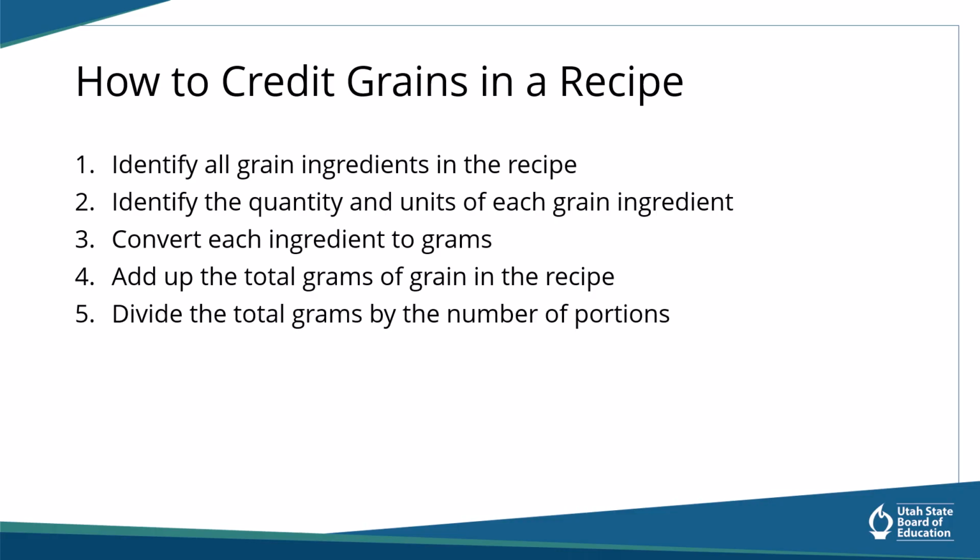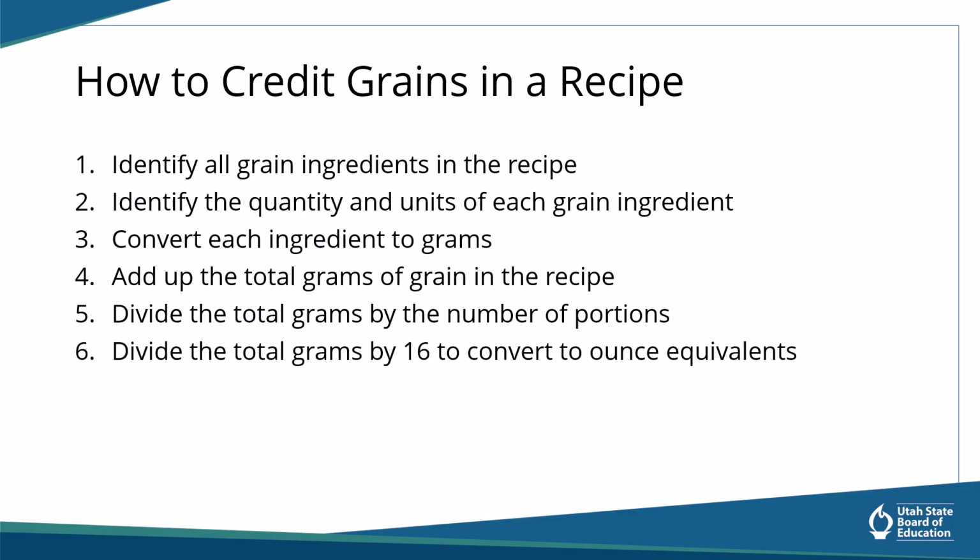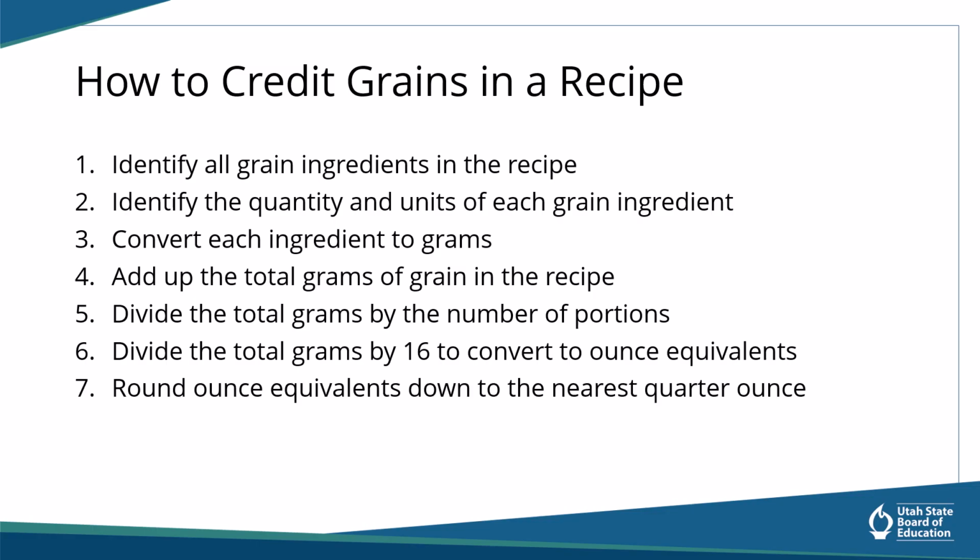Step 5, divide the total grams by the number of portions to determine how many grams of grain are in each serving. As a note, this is why it is important for your standardized recipes to have accurate serving sizes and yields. Step 6, divide the total grams by 16 to convert to ounce equivalents. Step 7, round your ounce equivalents down to the nearest quarter ounce.